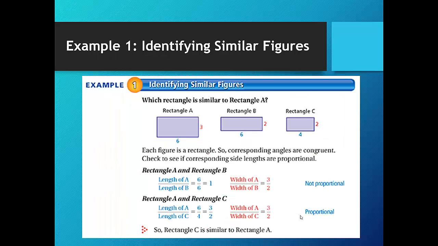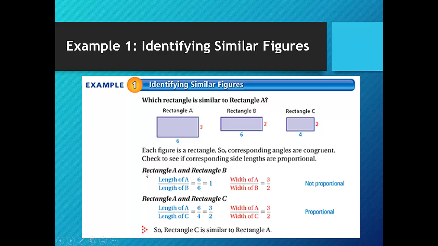For our first example, we're identifying similar figures. Which rectangle is similar to rectangle A? Each figure is a rectangle, so corresponding angles are congruent. Check to see if corresponding side lengths are proportional.